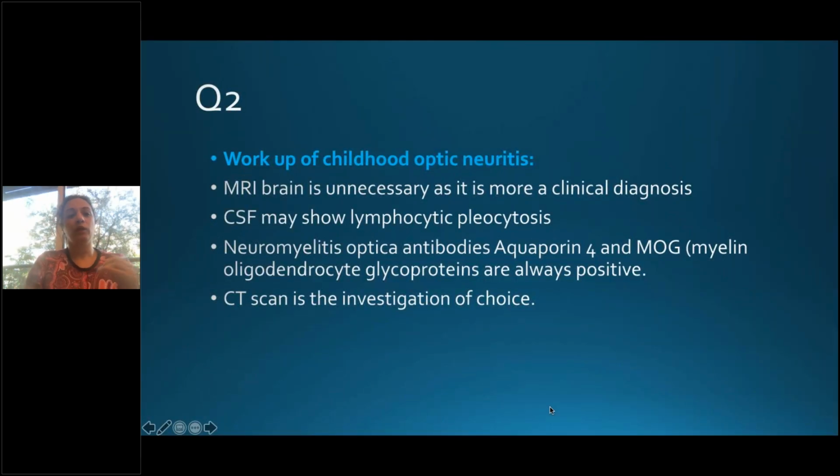Question 2. In a workup of a childhood optic neuritis, MRI brain is unnecessary as it's more of a clinical diagnosis. CSF may show a lymphocytic pleocytosis. Neuromyelitis optica antibodies, which are aquaporin 4 and MOG, are always positive. CT scan is the investigation of choice.